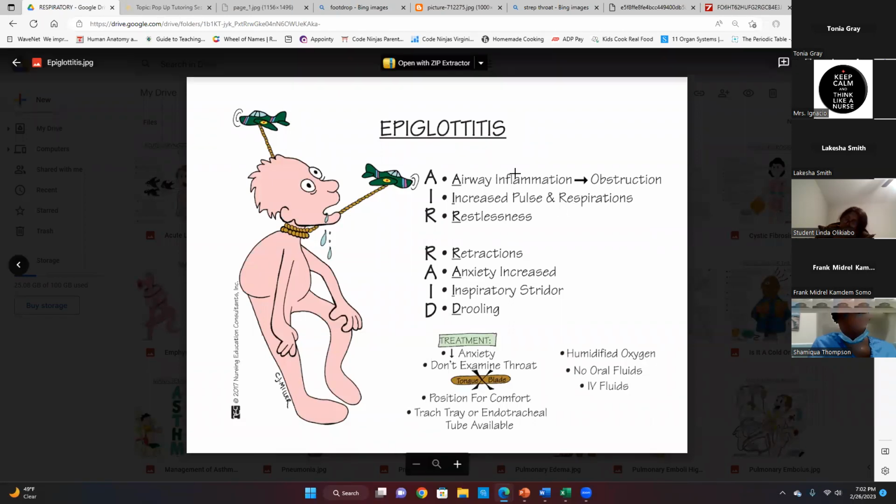Okay. So we think of infection in our older patient. What about confusion, altered mental status, right? This is going to be a sign of infection in our older adults, okay?